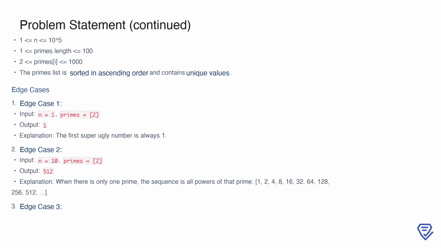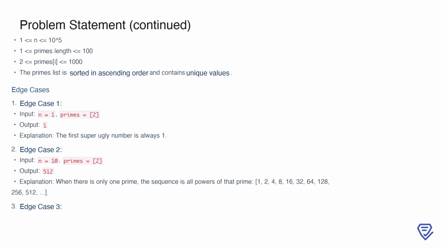There are constraints to keep in mind as we approach this problem. Specifically, n can range from 1 to 100,000, meaning we might need to calculate a very large number of super ugly numbers. The primes list can have up to 100 elements, and each prime is guaranteed to be between 2 and 1,000. Additionally, the primes list is always sorted in ascending order and contains unique values.